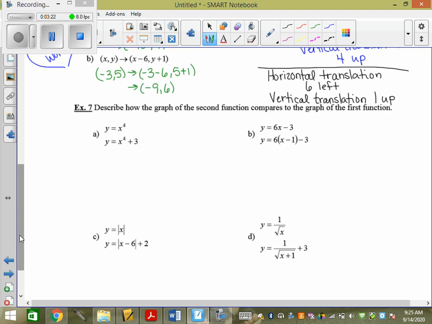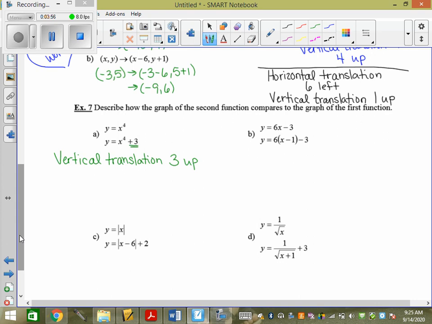Number 7 says, describe how the graph of the second function compares to the graph of the first. Now this is the key thing you have to watch. Anything that was on the original doesn't affect it, right? So for example, this is all in the original, so this is the only thing that's new. We agree? So we're going to have a vertical translation 3 up.